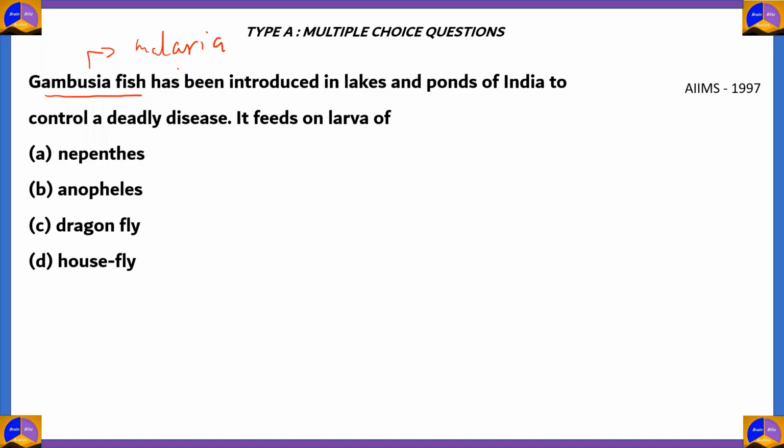Since they control malaria, they have to eat mosquitoes because mosquitoes hatch their larvae in lakes and ponds, basically in standing water. And so it feeds on the larvae of option B, Anopheles. So option B, Anopheles, is the right answer because Anopheles mosquito is the vector for malaria. Let's look at the other options. Option A, nepenthes, refers to the pitcher plant. So option A is incorrect. Option C, dragonfly, is also incorrect. And option D, housefly, is a vector for elephantiasis.